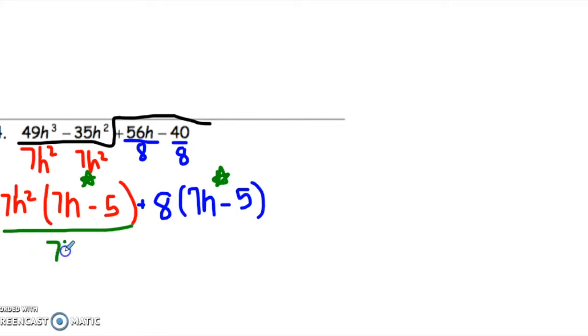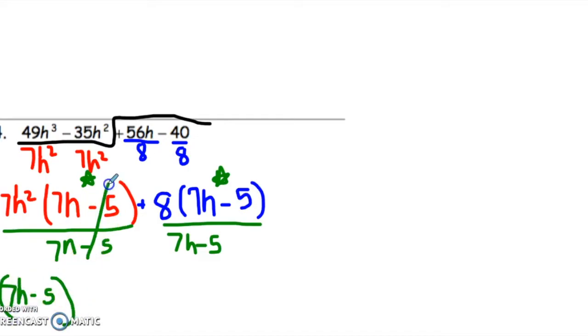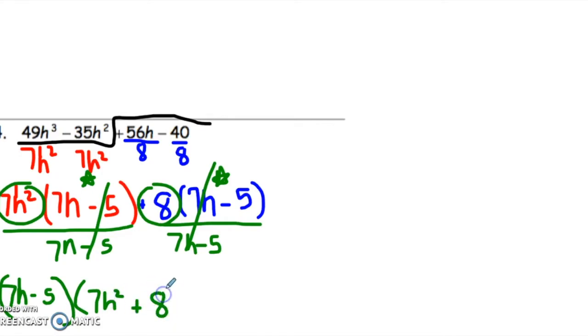So we're going to factor that out from both terms, 7h minus 5, and then divide by 7h minus 5. Since this is our GCF, that's going to go out front, 7h minus 5. And our second parentheses is going to be what is left over, which is 7h squared plus 8. So this is our final answer.